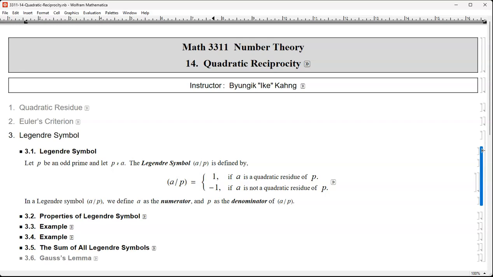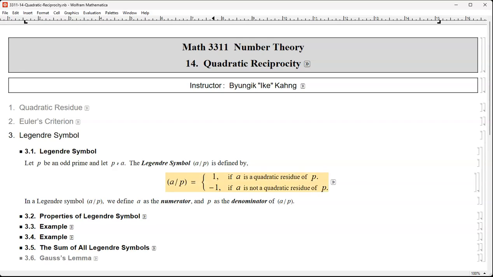Let P be an odd prime and let P not divide A. In other words, A is non-zero modulo P. We define the Legendre symbol A over P like this: positive 1 if A is a quadratic residue mod P, negative 1 otherwise. We not only abuse the notation, expressing it exactly like a fraction, but we also abuse the terminology as well. We call A and P the numerator and the denominator of the Legendre symbol.